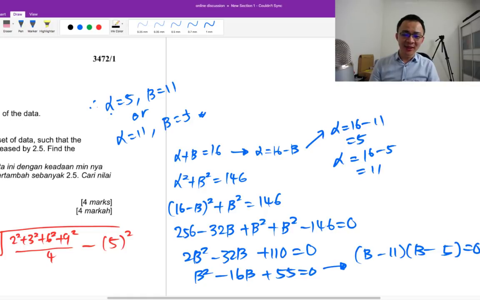Sir, sine x equals to 3 over 5, where x is an obtuse angle, find x. So for sine x equals to 3 over 5, this one you just need to draw your triangle into the second quadrant.